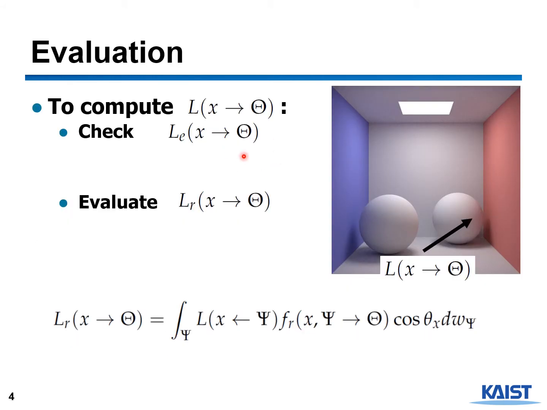Before, I talked about the reflected radiance, but now I talk about the overall radiance from x in that outgoing direction of theta. In terms of the algorithm, we first need to check whether the material at x is emissive. Does it emit something? In other words, is it some sort of light source? Then we need to consider the reflected radiance by solving the rendering equation.